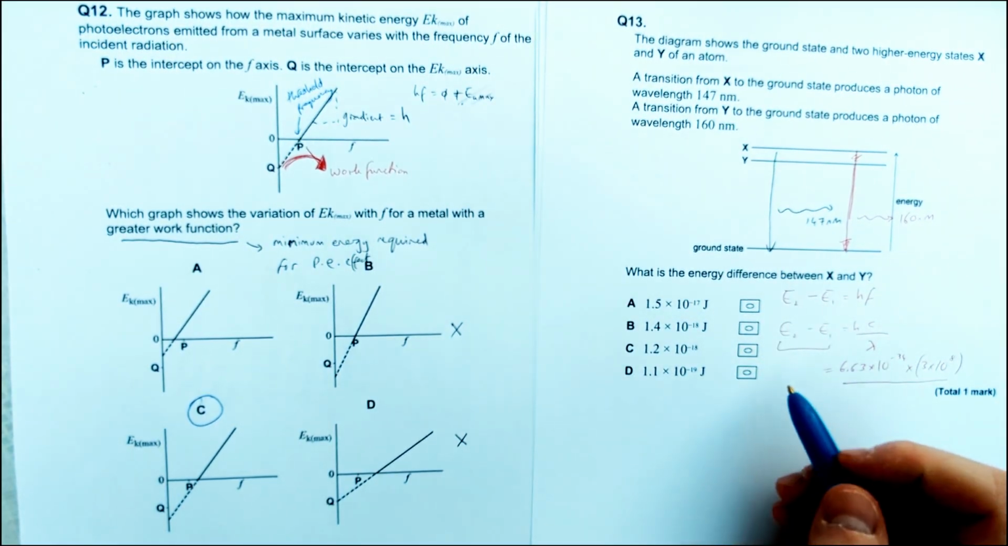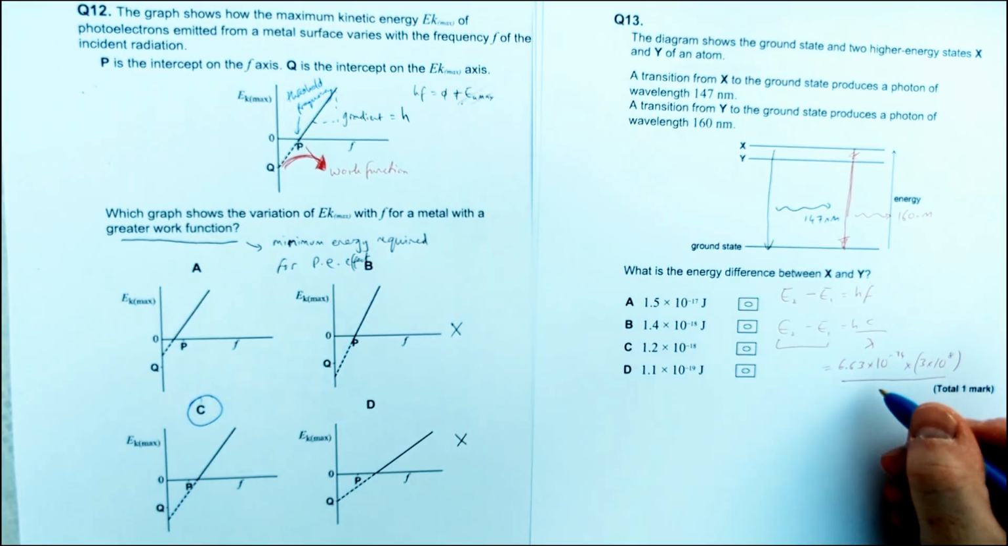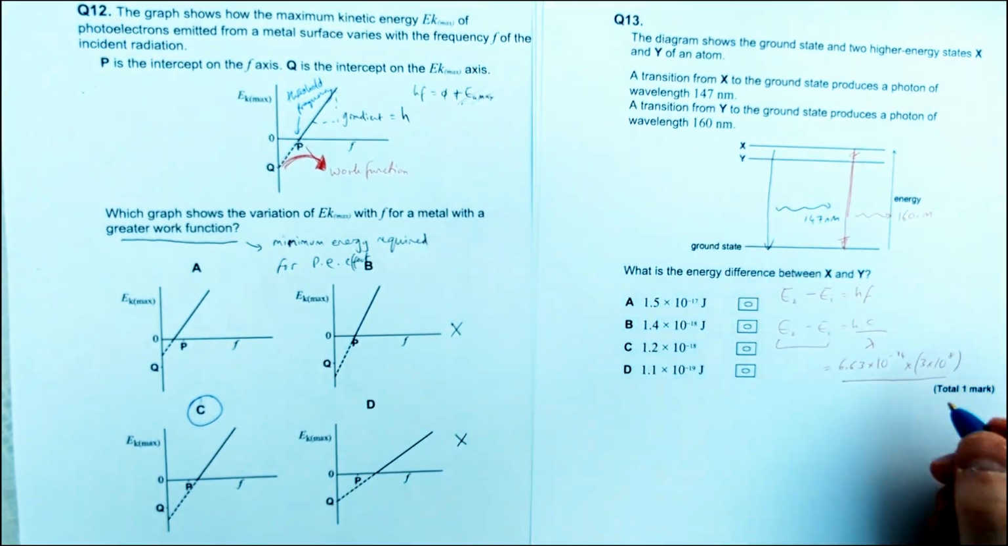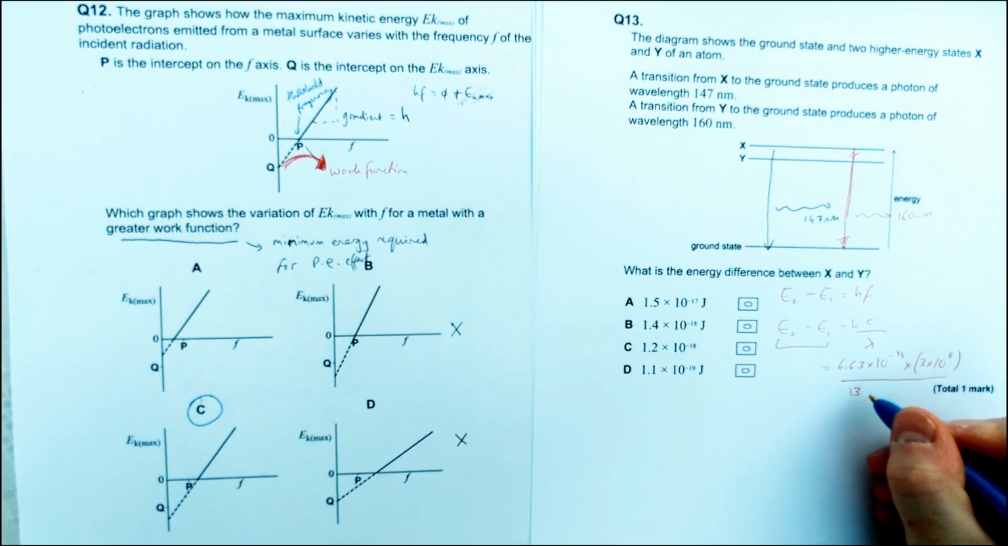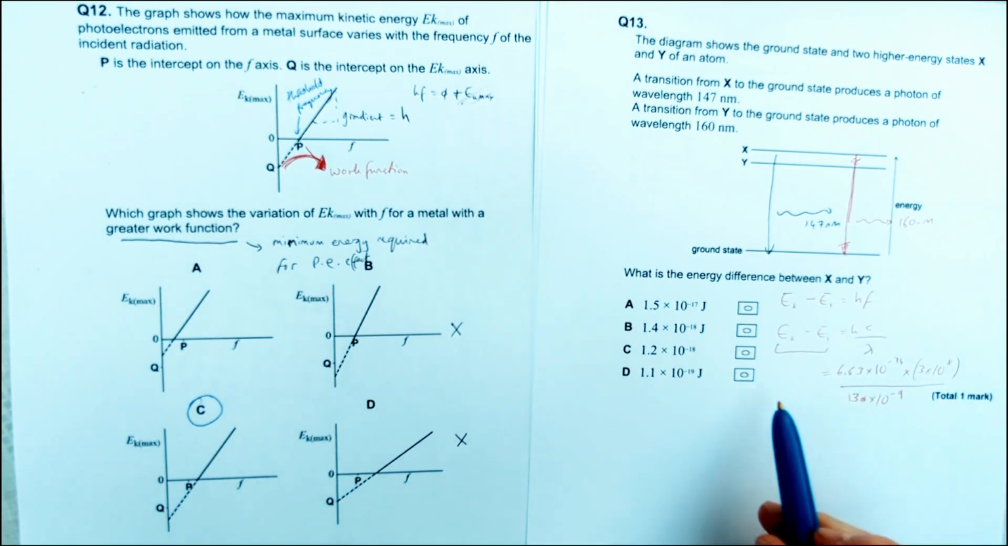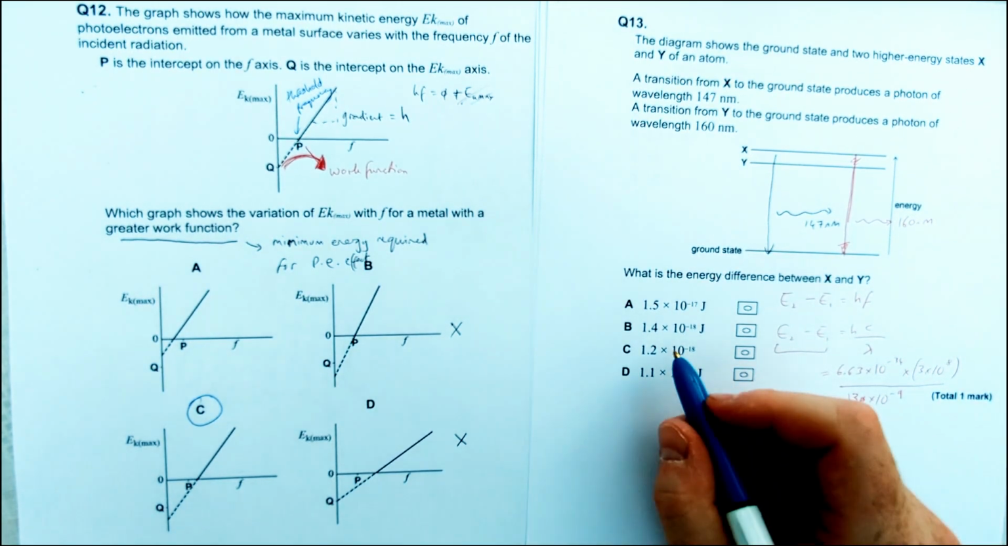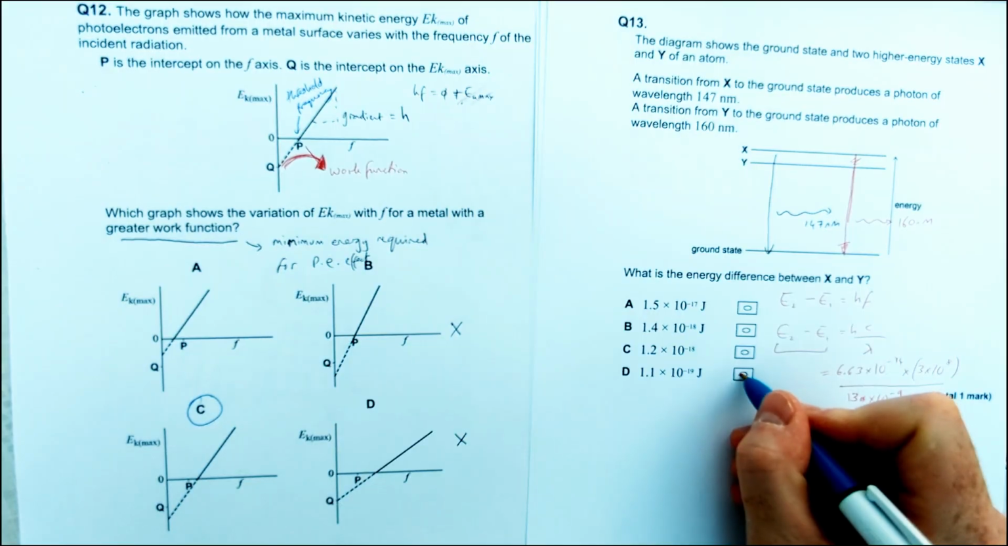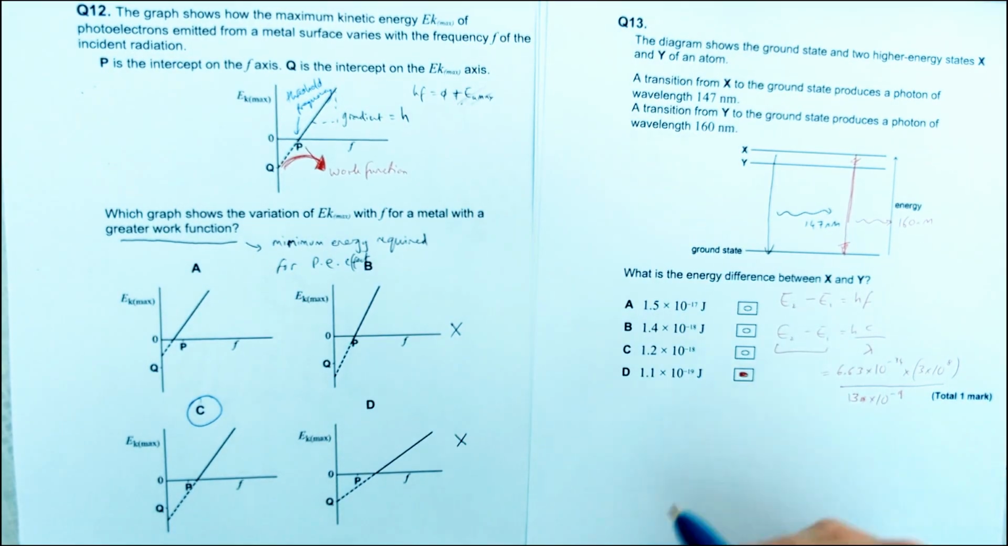Now we've got to use the change in wavelength here, which is going to be a difference between there and there, which is 13 nanometers. So 13 times 10 to the power minus 9. If we put those into our equation, we'll come up with an answer which should round to 1.1 times 10 to the power minus 19 joules.